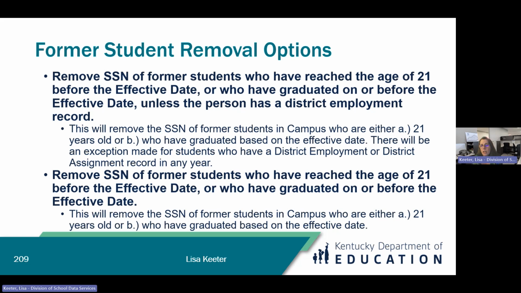Former student removal options. The first option is going to look for, based on the effective date, age 21, so beyond school age, or they've already graduated before the effective date. But the first option excludes them if they're a current district employee, in case you want to keep the Social Security number for a district employee. The second option removes them even if they're a student, an employee now.